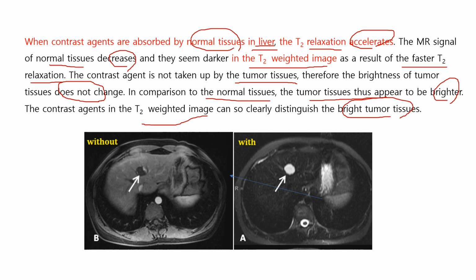So if we use T2 contrast agents, the normal site can absorb the contrast agent and looks brighter, and the tumor tissue cannot absorb the contrast agents. No, opposite side. Let me say again.